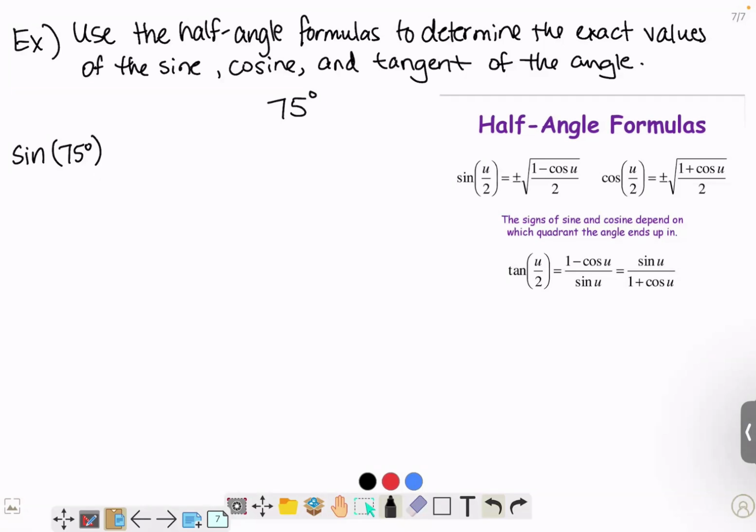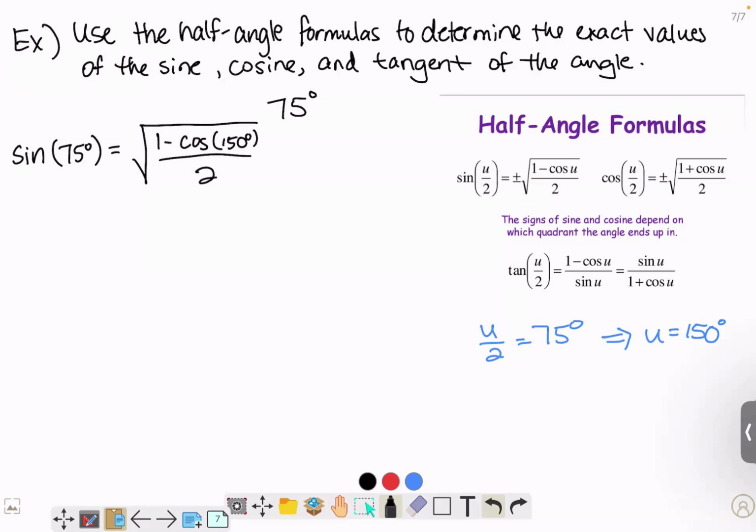The formula has plus and minus, so I do have to decide whether I want it to be positive or negative. So I'm going to consider what quadrant 75 degrees falls into. That's less than 90, so it's in the first quadrant, so sine is going to be positive. If u over 2 is 75 degrees, that would imply that u is times 2, so 150 degrees. So when I'm filling in this formula here, I'm using 150 for u.